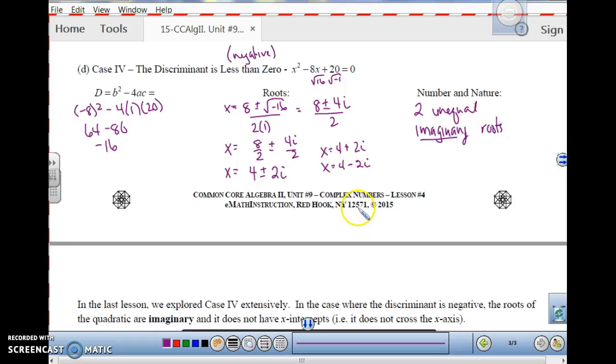So what your discriminant is determines what kind of roots you're going to have. So we have 4 different cases. If it comes out to be a perfect square, then the roots are going to be unequal and rational. If it is not a perfect square, they're going to be unequal and irrational. If it comes out to be 0, it's going to be one root, or technically one double root. And if your discriminant is negative, that means you're going to have imaginary roots.